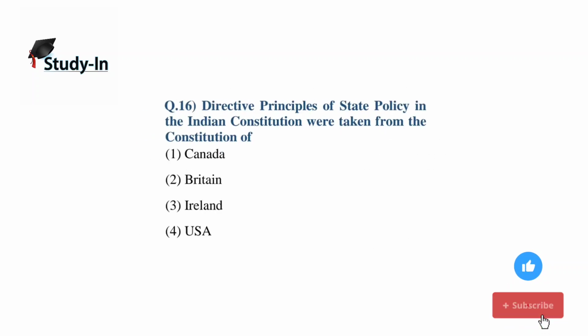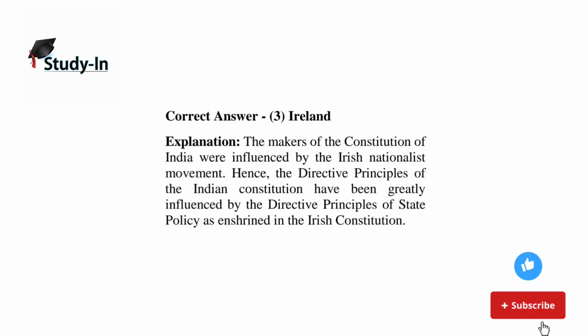Directive principles of state policy in the Indian Constitution were taken from the Constitution of which country? Options: Canada, Britain, Ireland, USA. The correct answer is Ireland. The makers of the Constitution of India were influenced by the Irish nationalist movement. Hence, the directive principles of the Indian Constitution have been greatly influenced by the directive principles of state policy as enshrined in the Irish Constitution.